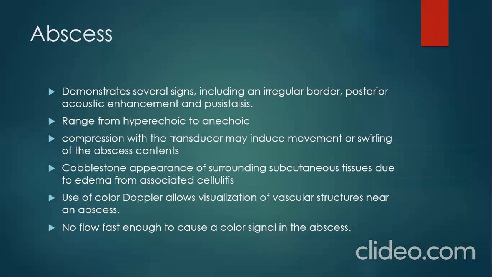Then we move on to abscess. This also has several signs. Some of these signs include an irregular border, and it has posterior acoustic enhancement. This is just fluid collection, so we expect to see acoustic enhancement posterior to the abscess. And echogenicity ranges from hyperechoic to anechoic, depending on the abscess that we're dealing with. And if we apply compression with the transducer, we expect to see movement and swirling of the contents inside the abscess. And it might be associated with cellulitis.